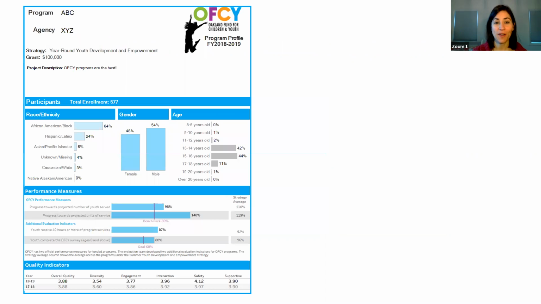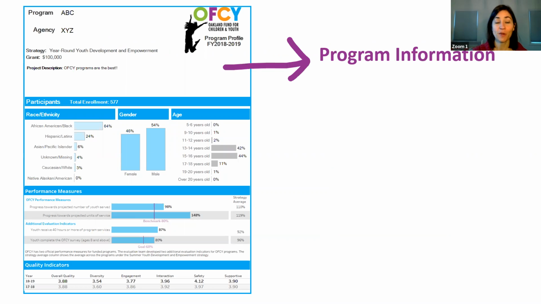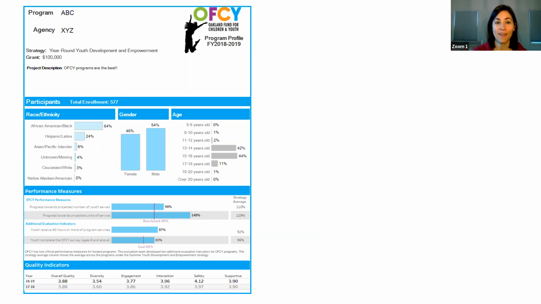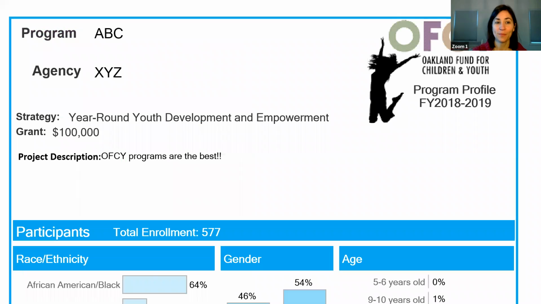And now, looking at the profile, you'll see on the top page, we have program information, including your program name, agency name, the strategy your program belongs to, the grant amount that you've received, and the project description that has been entered in CitySpan. If this description is not accurate, please update it in CitySpan and let us know as soon as you can.